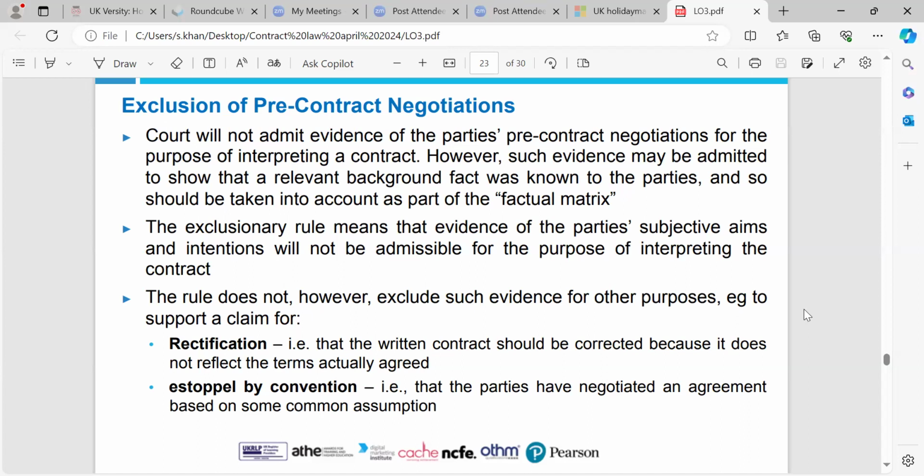For example, firstly, to support a claim for rectification, which is that the written contract should be corrected because it does not reflect the terms actually agreed. And secondly, estoppel by convention, for example, where the parties have negotiated an agreement based on some common assumption.